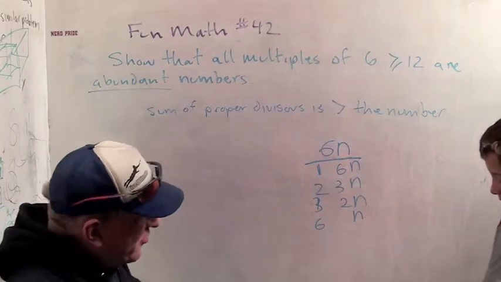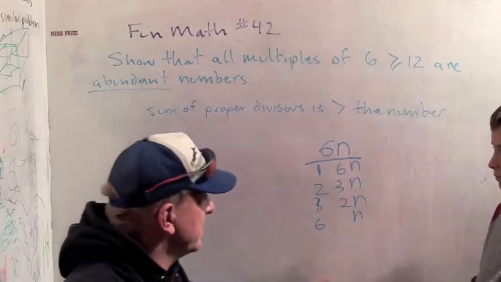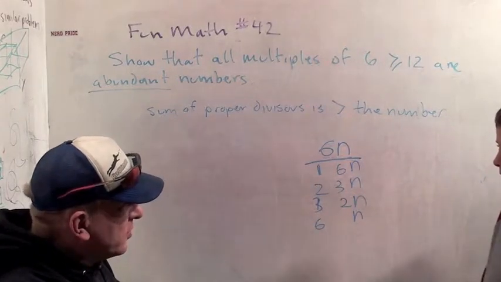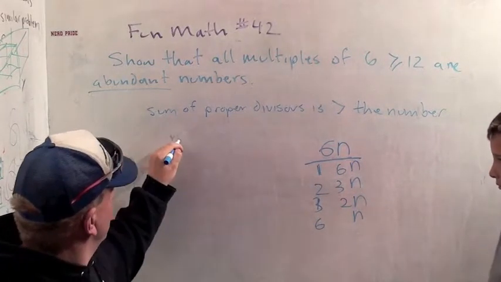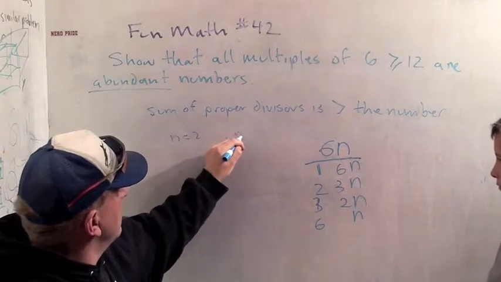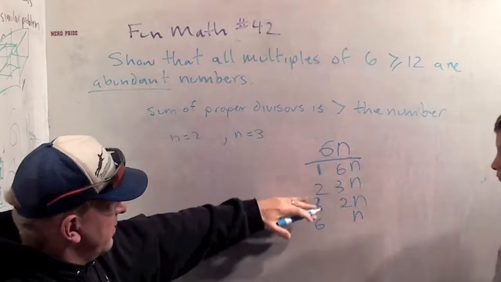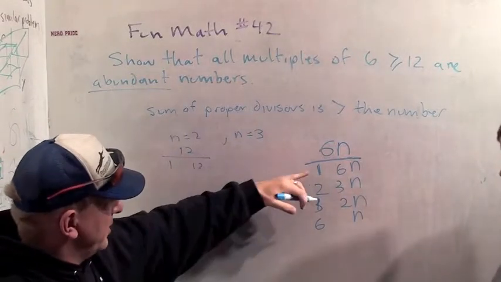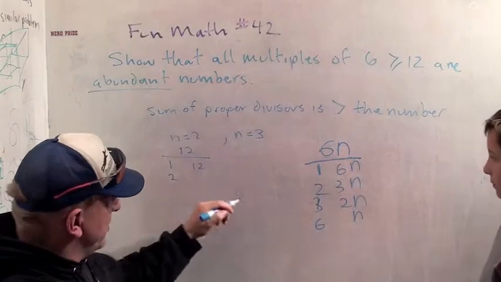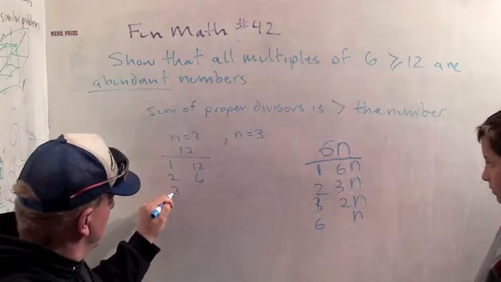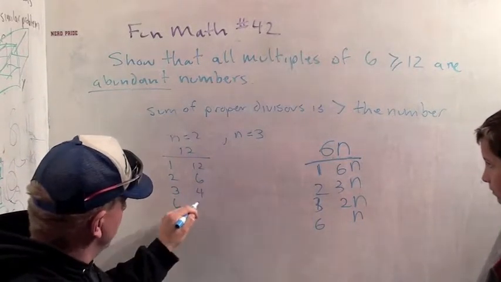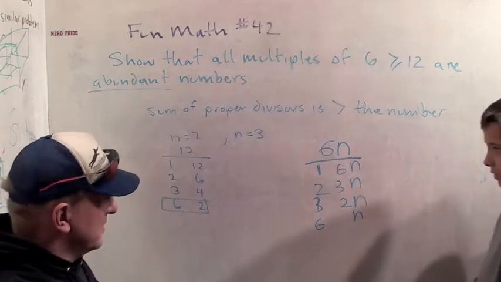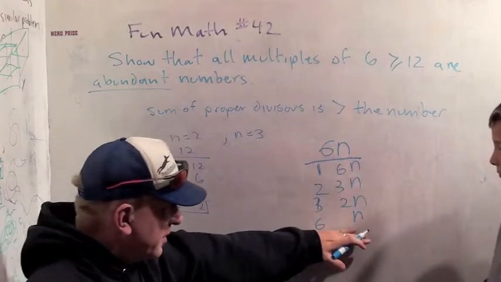The only little trap in this line of reasoning is if n equals 2 or n equals 3. So you just have to be a little careful. If n equals 2, we're at 12. 12 is 1 times 12, 2 times 6, 3 times 4, and then 6 times 2. So we actually counted twice. You have to be a little careful with that.